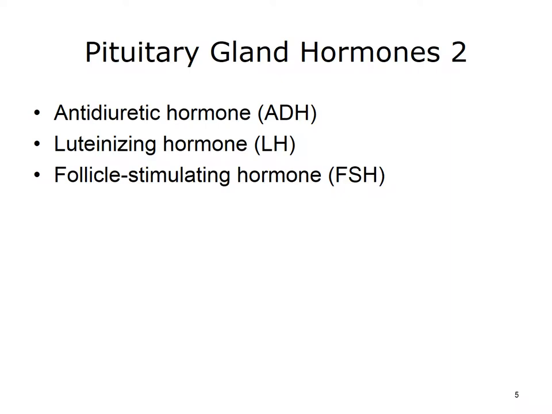Antidiuretic hormone, or ADH, assists with the regulation of water absorption, preventing us from losing excessive amounts of water in urination. Luteinizing hormone, or LH, assists in the regulation or secretion of the hormone estrogen in females and testosterone in males. Follicle-stimulating hormone, or FSH, assists the reproductive organs, the testes and ovaries, in the production of sperm in males and ova in females.